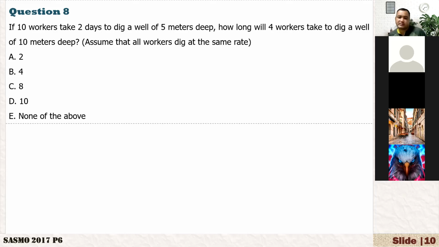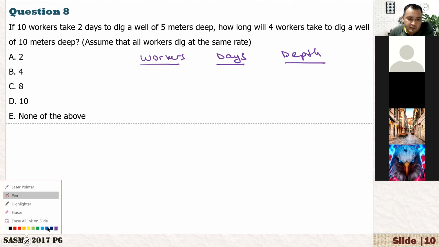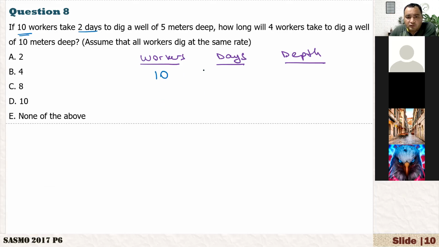So your digging rate is the same, right? Their working rate, let's say it is the same. Girls, boys, let's do this together. Okay, that is a rate problem. So here we have workers. First, you need to write this. Here we have days, right? Time, that is in days, and the depth of the well. So in the question, it says that if 10 workers work together, it takes only 2 days to dig 5 meters of any kind of well.